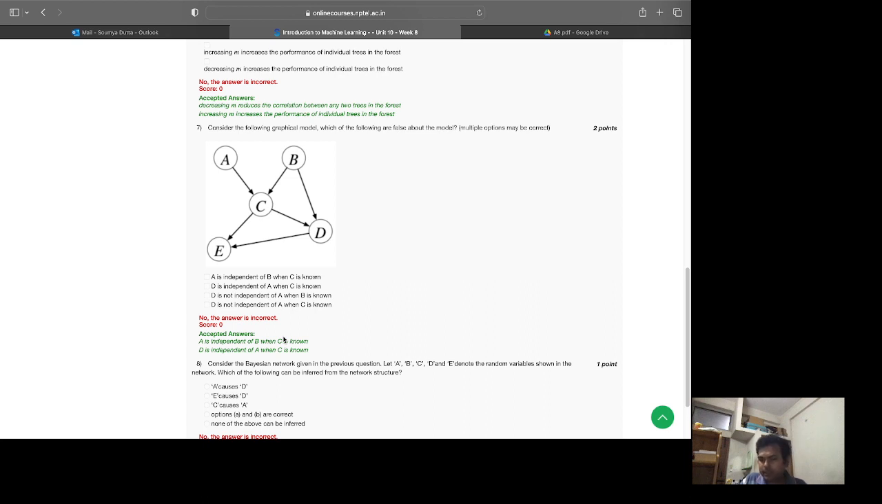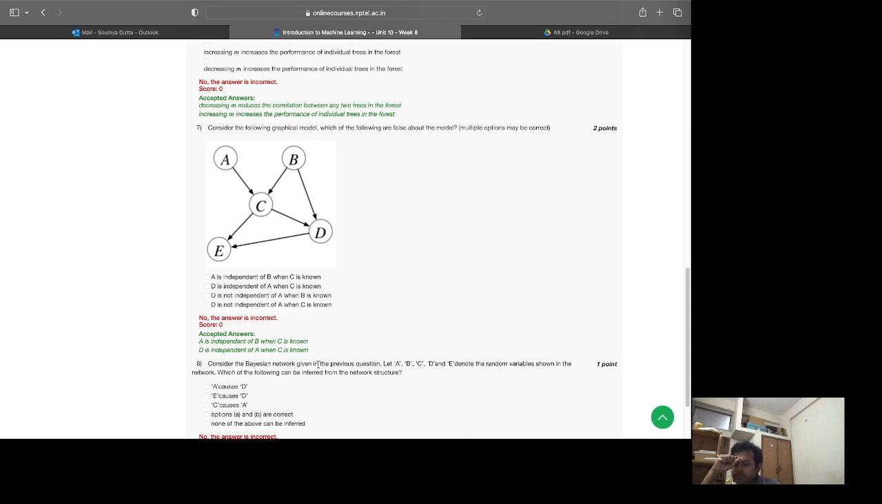Any questions? That means this second option is true. It is not false. D is independent of A when C is known. It is true. Let me think once more. It has been given as false, right? Yes, it is given as false, but actually it is true because C is the parent of D.